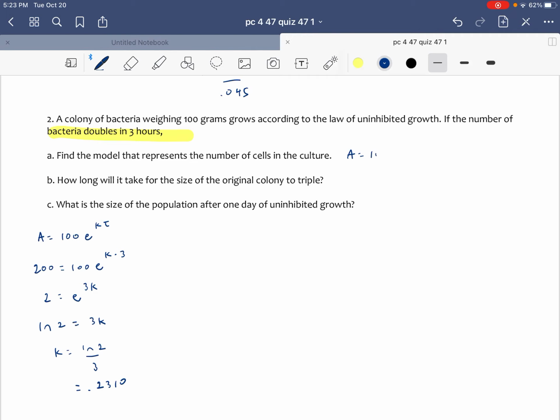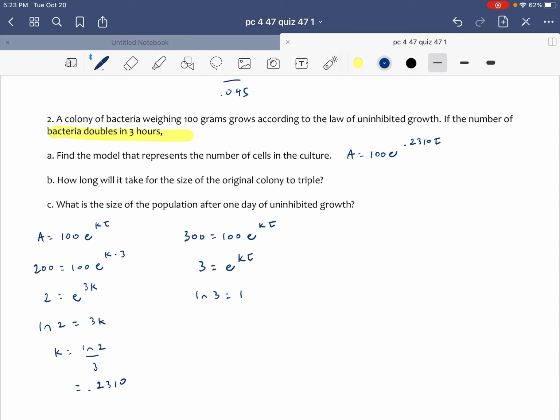So my model. How long will it take for the population of the original colony to triple? So we started with 100. So when does it become 300? I'm not going to write the k. I refuse to write decimals over and over. I'm going to divide the 100. So the key there is the triple.